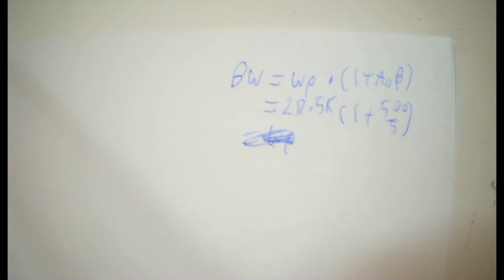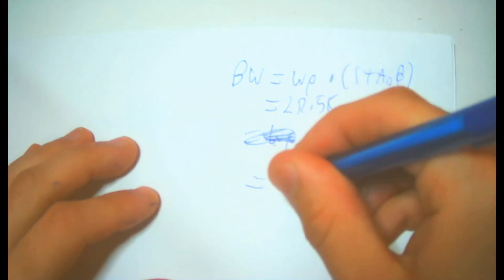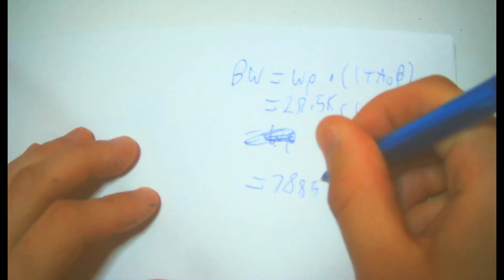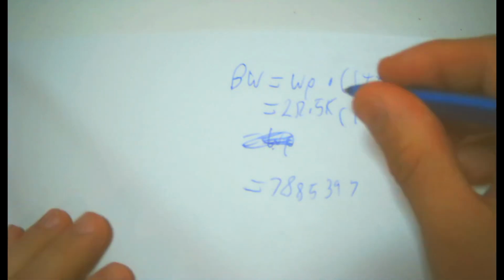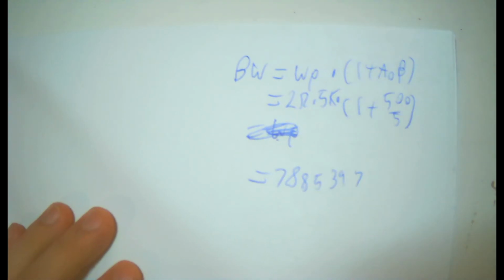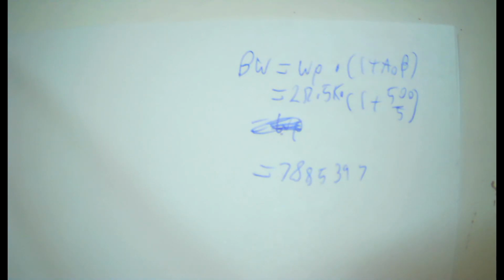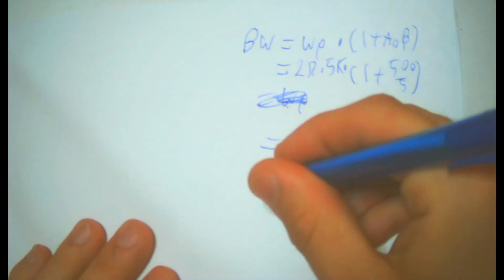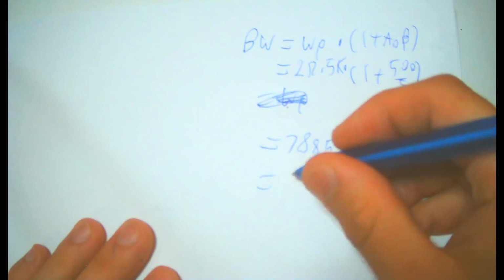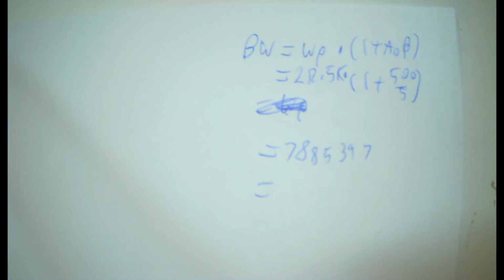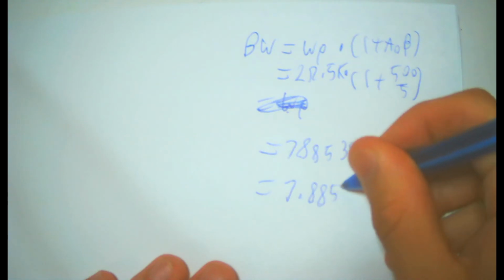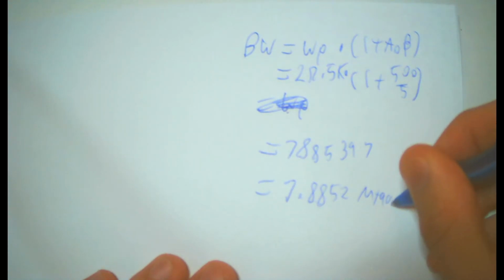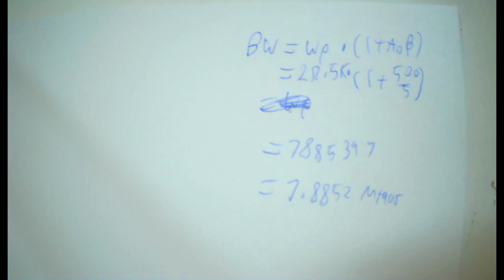Alright. This is going to go down to 7885397. You can check that yourself. This is 5,000. Just making sure you guys know that. And this is going to be in radians, which you can just do yourself.